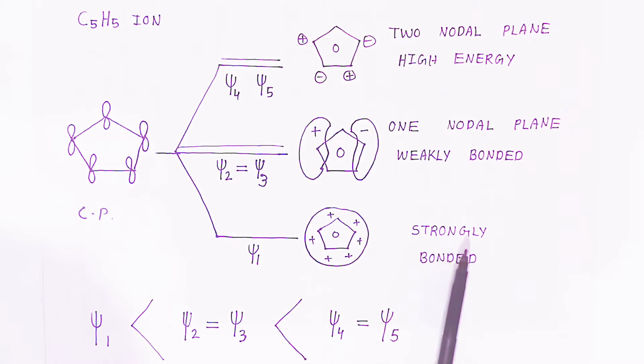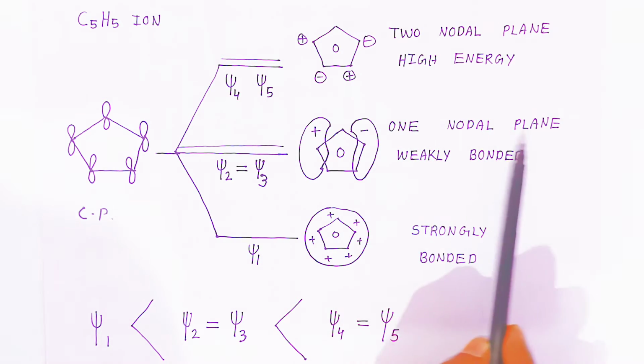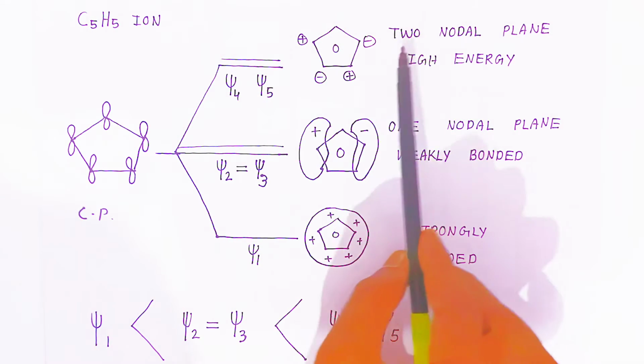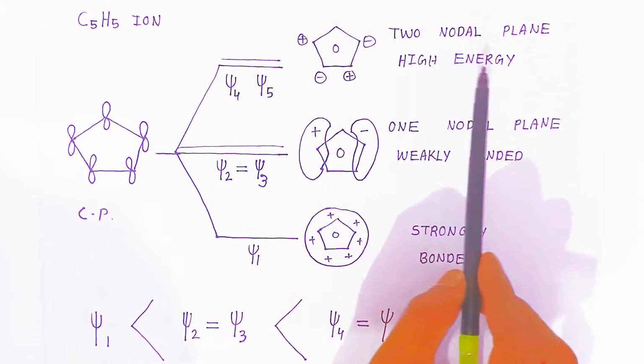Understanding, it is strongly bonded because of the lower energy level. The electron will first go to the lower energy level, strongly bonded. One nodal plane is weakly bonded, and here it has two nodal planes having high energy.